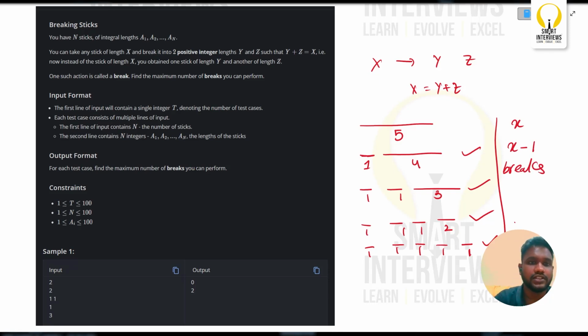Okay, the question is asking for the maximum number of breaks. So for each rod of length x, we can do x minus 1 breaks, right? So yeah, that is going to be our answer for the second question. What we'll do is we'll simply scan the input, and for each rod of length x, we are going to add x minus 1 to our answer because that is the maximum amount of breaks we can do. Okay, so yeah, let's also code the solution up and see how it goes.